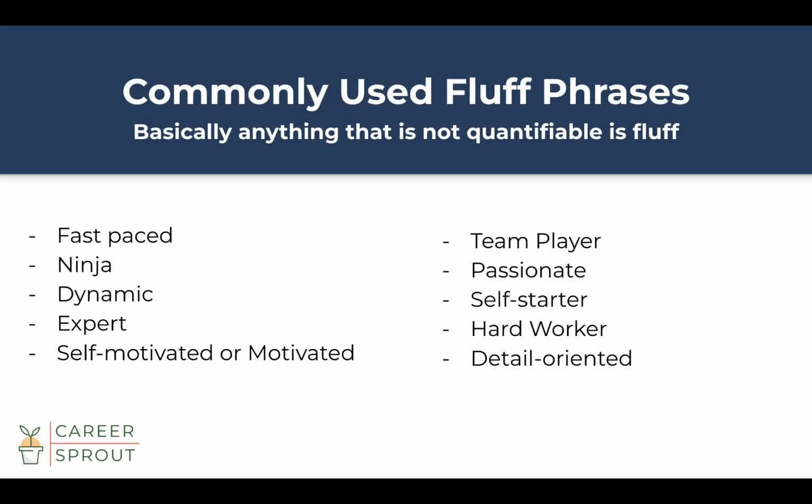And when we talk about fluff, pretty much anything that is not quantifiable is fluff. So all of these words, we delete these right away. These words don't actually mean anything, so they don't have any place on your resume. Another way of saying this is they're not verifiable. Nobody could verify that you are fast-paced or a team player. Those are things that you would have to demonstrate, and then you could verify the quantifiable outcome. So that's just a little thought exercise to go through.